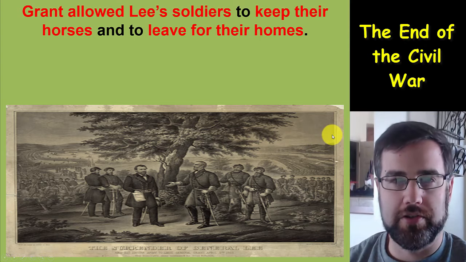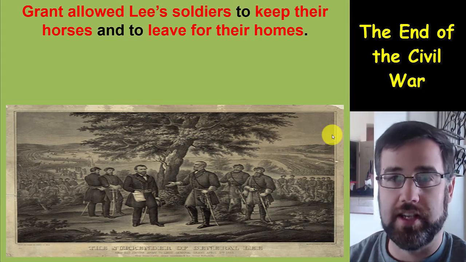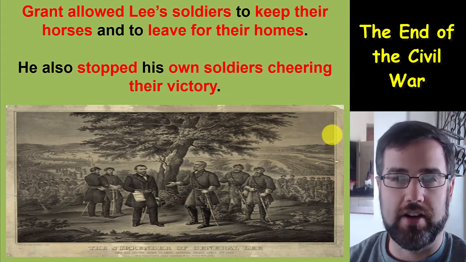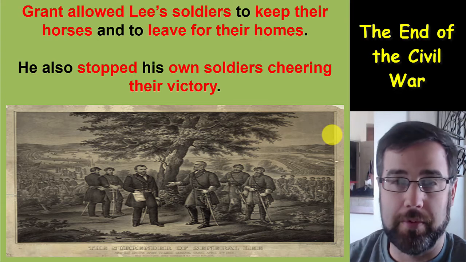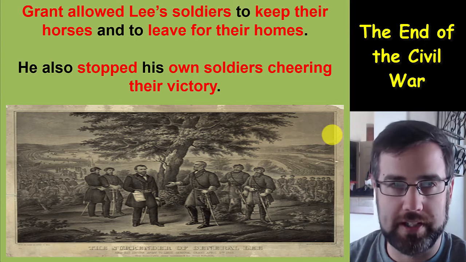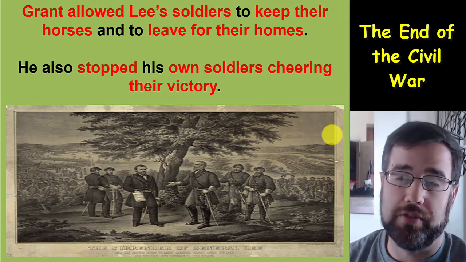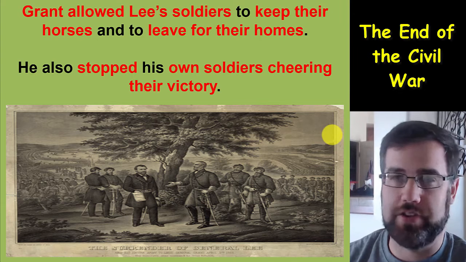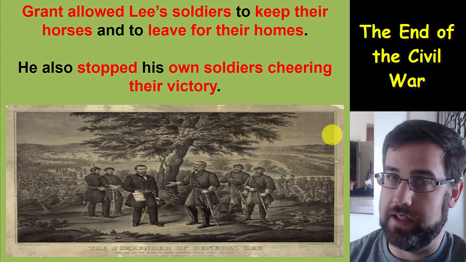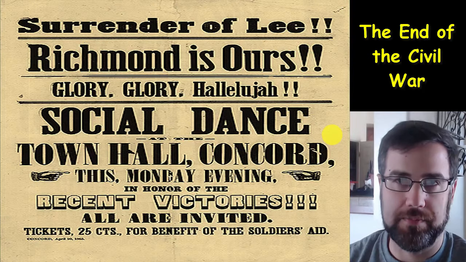So what were the surrender terms? Ulysses S. Grant allowed Lee's soldiers to keep their horses and to leave for their homes. And he also stopped his own soldiers from cheering their own victory. Remember, this is Americans attacking other Americans. President Abraham Lincoln wanted General Grant to make sure that the terms of surrender were fair and lenient and forgiving. He did not want to punish the South. The South had already lost a lot of their land and many of their people, and so President Lincoln wanted forgiveness and to let them come back in easily.